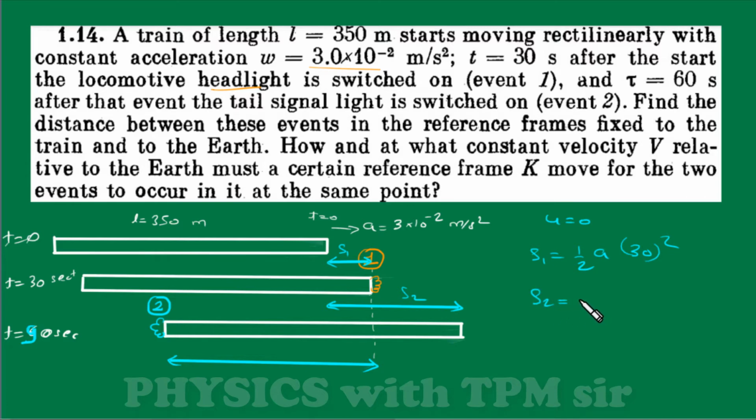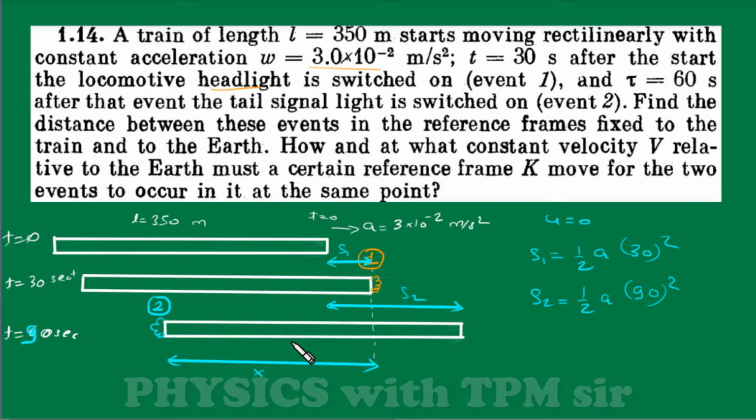S2, how much distance will it travel in 90 seconds? So I will say half into acceleration a into 30 plus 60, that is 90 second, squared. In 90 second, the train must have displaced this much value in meter, if I put acceleration as 3 into 10 to the power minus 2. Okay. Now they want to know how much is this. Let me write it as x.